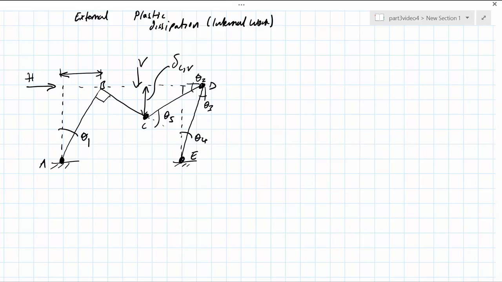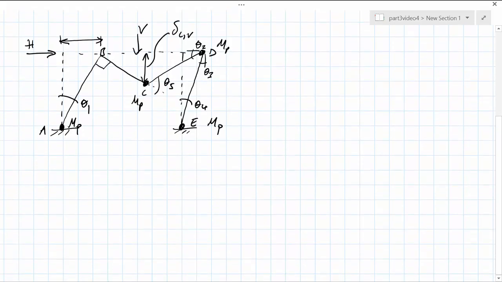Finally, we need to indicate the value of MP at the locations of all of the plastic hinges. In this case, we've assumed that MP is the same for all cross sections. So we have MP at A, MP at C, MP at D, and MP at E.